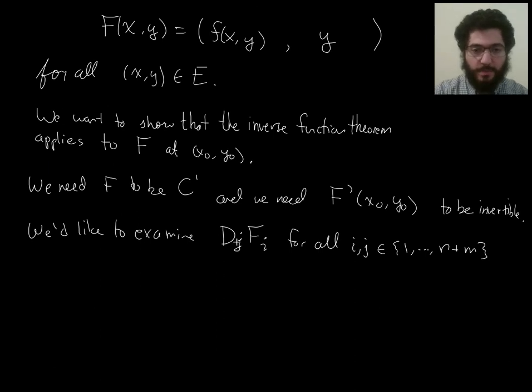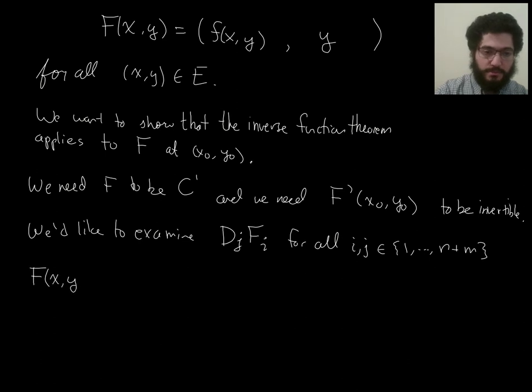So in order to talk about the partial derivative with respect to the jth variable of the ith component of f, we should figure out what is the ith component of f in the first place. So what exactly is f sub i? That's going to be determined by the definition of f, which is up here.